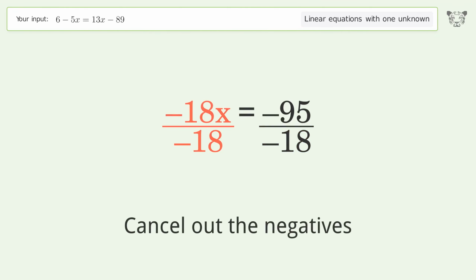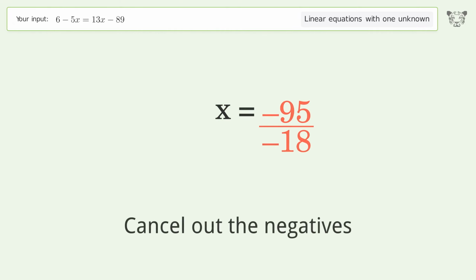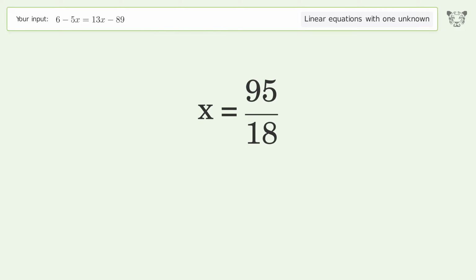Cancel out the negatives. Simplify the fraction. Cancel out the negatives. And so the final result is x equals 95/18.